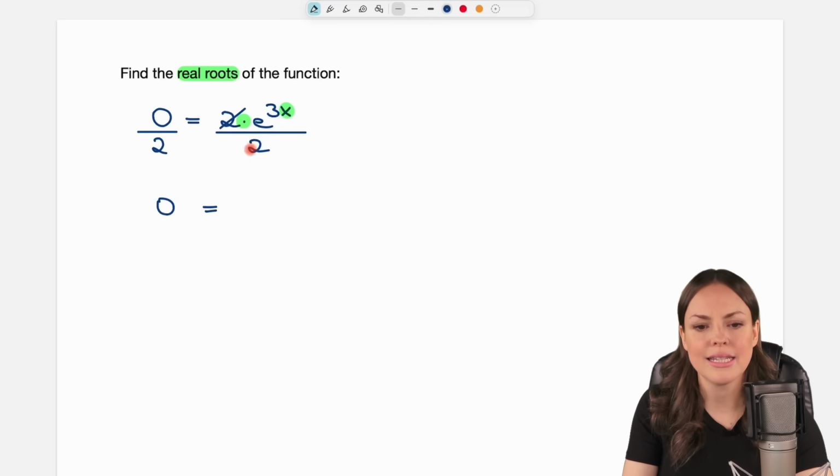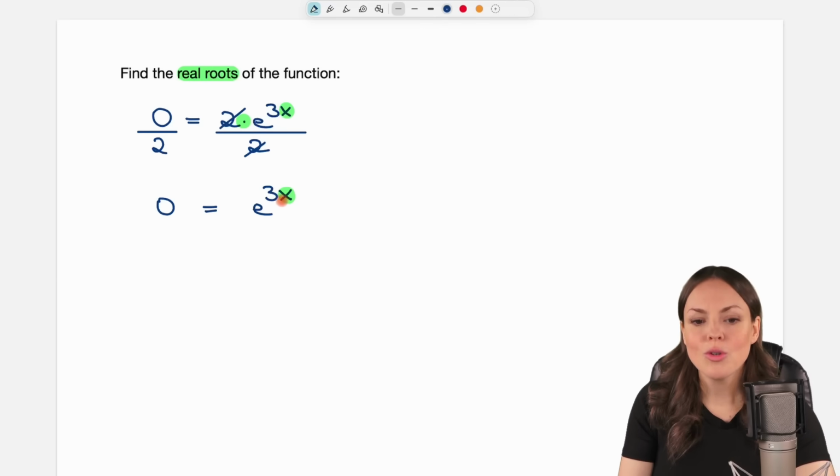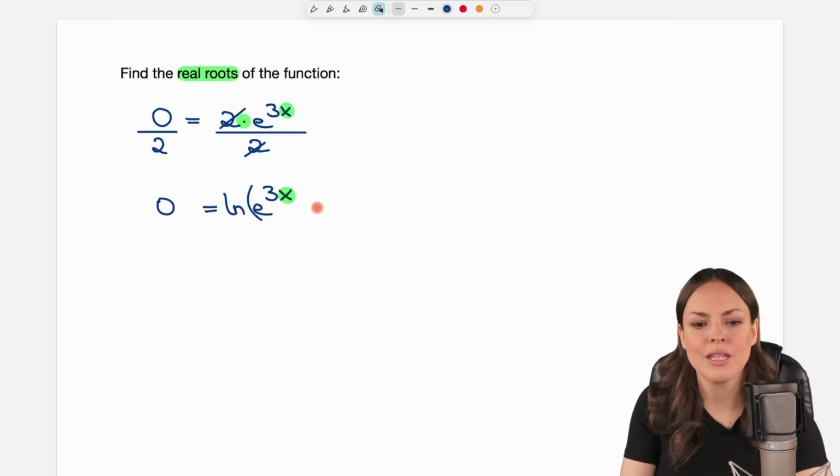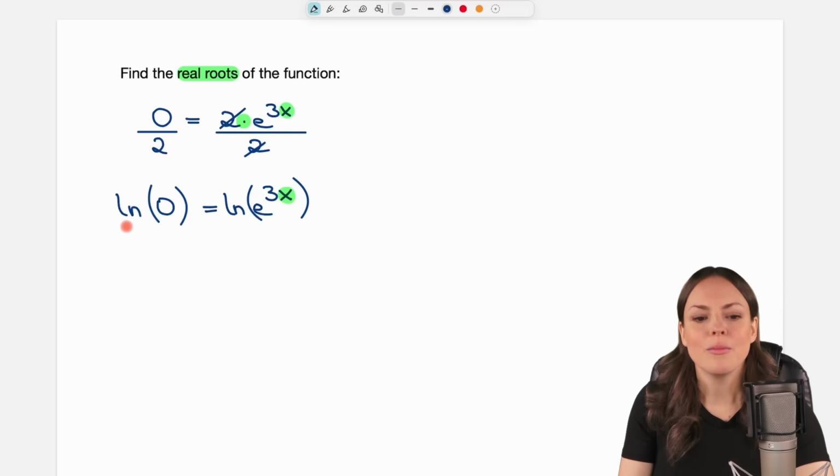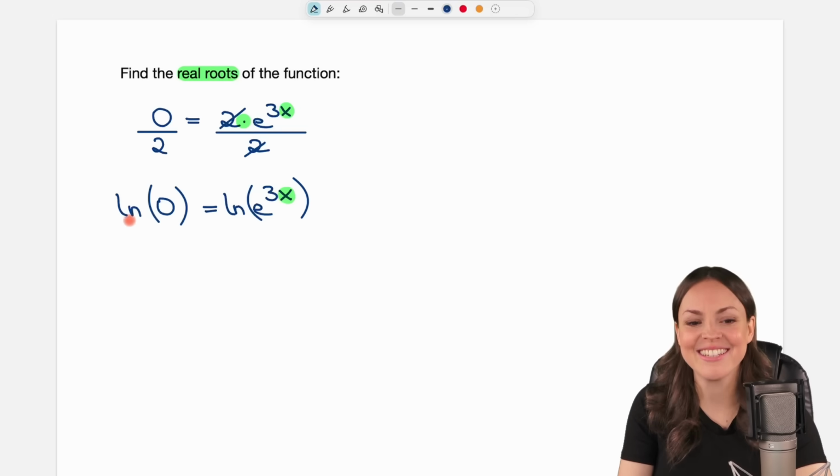And here this cancels out, and only e to the power of 3x is what is left. We still have our x in the exponent, so now is a good time to use ln on both sides of the equation. The problem just is, what is ln of 0? Type it in your calculator and you will get an error, hopefully, because ln of 0 is not defined.